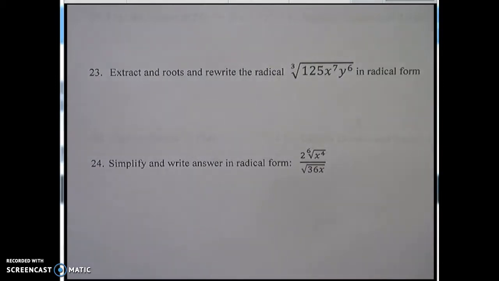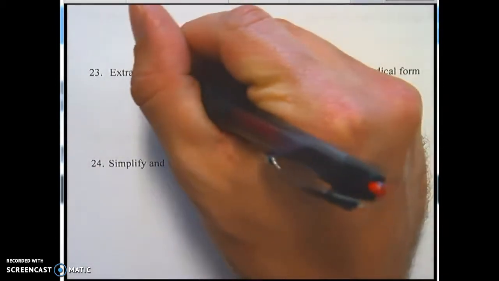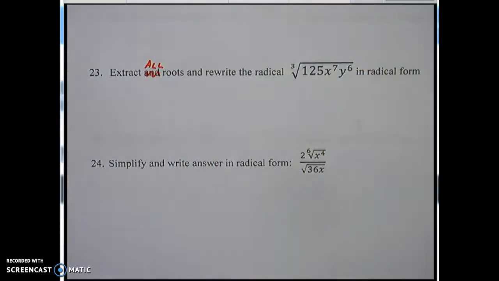It should say extract all roots. Extract all roots and rewrite the radical, the cube root of 125 x to the 7th, y to the 6th in radical form. Now you might be a radical form person, you might be an exponential form person. I am a radical form person. I'm gonna do this in radical form. And when you're doing this in radical form, what you're trying to do is break up these exponents into multiples of 3, because an exponent of 3 and a cube root will always cancel each other out.